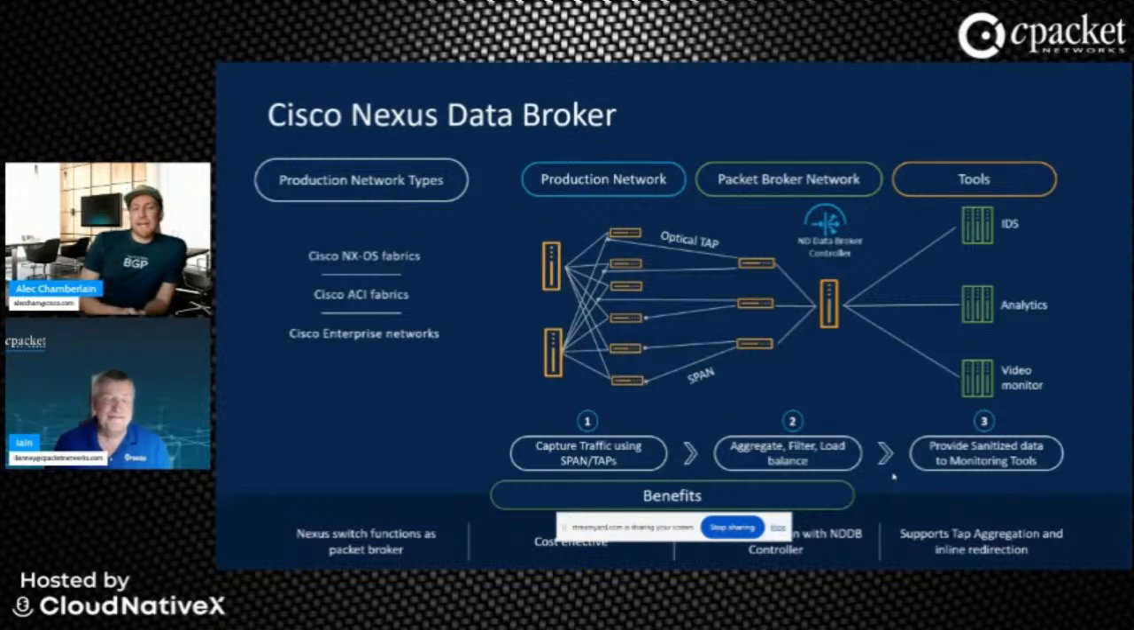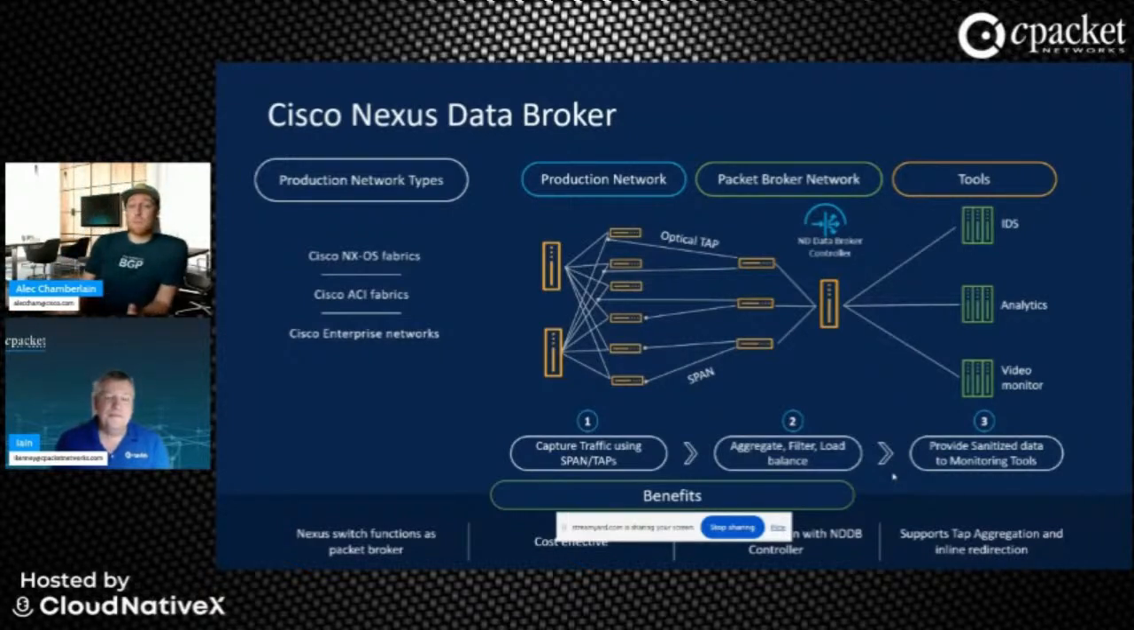So here we are looking at the actual topology for our Nexus Data Broker. We support 3 different production switch types. So that's NX-OS running just standalone CLI, our Cisco ACI fabrics, or our Cisco Enterprise Networking fabric. So that's something like a DNAC controller or our Catalyst 9000 switches. Now, how we do this is we actually stand up a set of switches that connect to your actual production switches. So essentially, we set up a packet brokering network to actually support this transportation to the NDB controller and then further along down the path to our cPacket solutions.